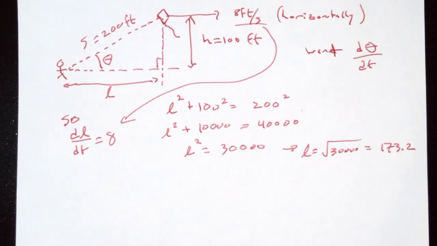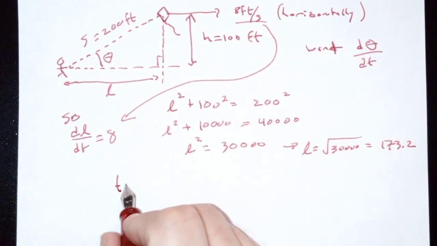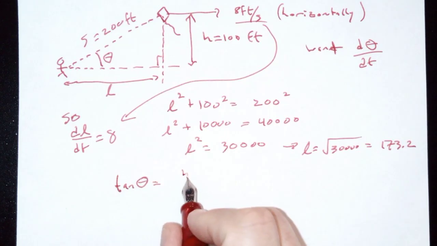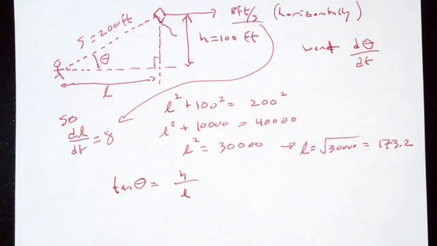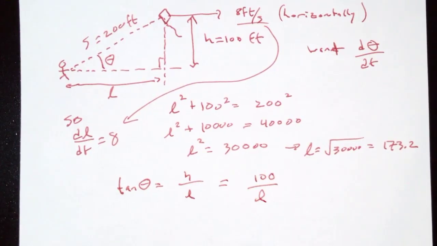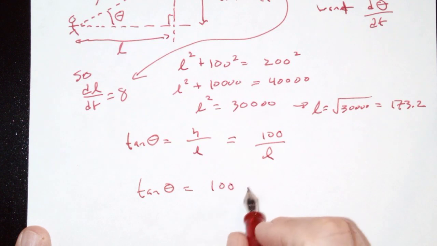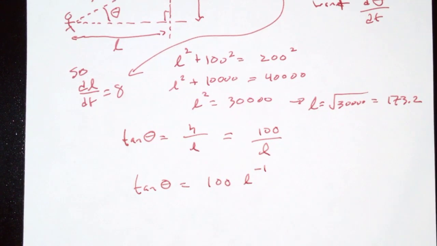Tangent is which two sides? Opposite and adjacent. In this case, that's the opposite side and that's the adjacent side. So I know tangent of theta is h over L. But I know h doesn't change. So this could be written as 100 over L. Or if you'd rather, you could write it as tangent theta is 100 L to the negative 1.